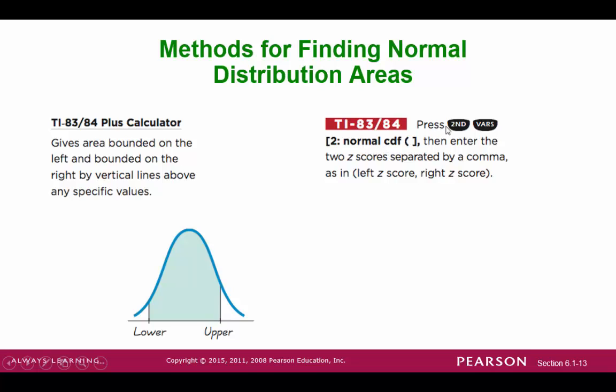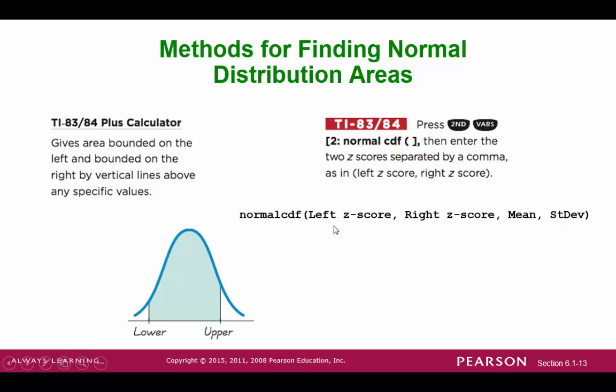You would find that by pressing the second and vars buttons in your calculator, and then selecting the number 2 for normal CDF. Now, the textbook says that this takes in 2 arguments, and it does take in 2 arguments when you're in this particular section. That is, when you're dealing with a standard normal distribution. But in later sections, I want us to get used to doing this normal CDF command for any normal distribution.